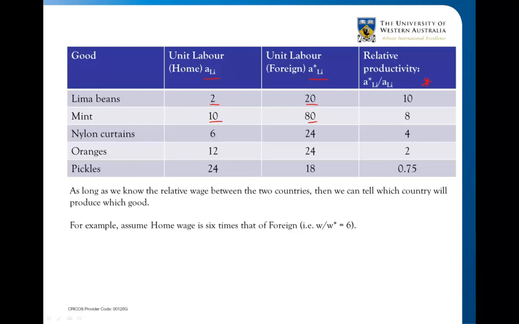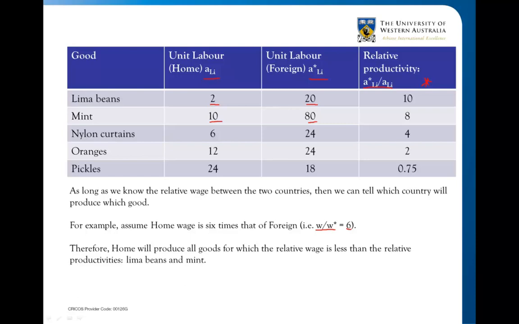Yeah. So as long as we know what the relative wage is between the two countries, then we can tell which country is going to produce which good. Because if we know this and we know this, then we know from the previous slide who's going to produce what. So let's say, for example, and again, this is just made up, let's assume that the home wage is 6 times that of the foreign country. So in other words, the relative wage is 6.